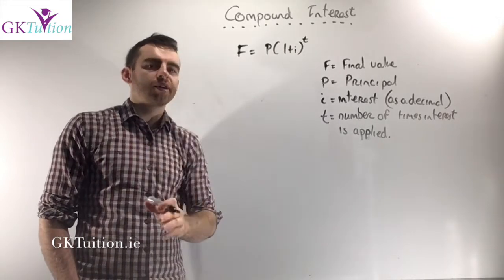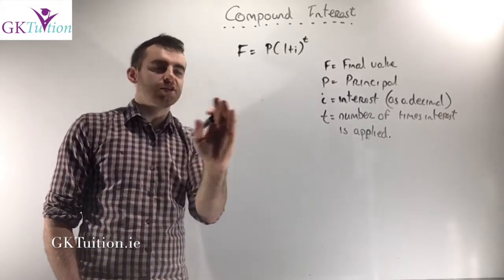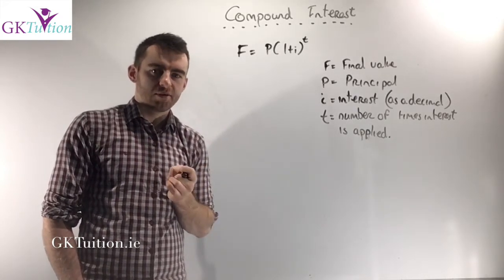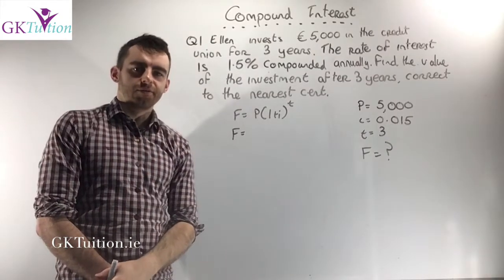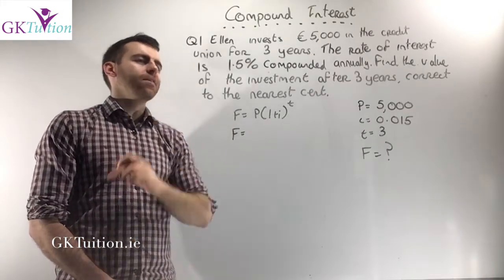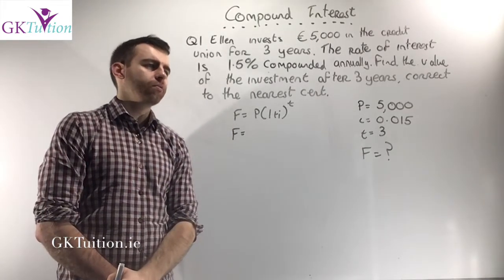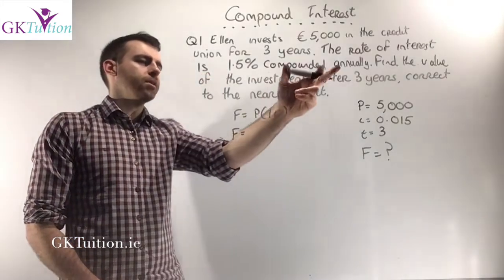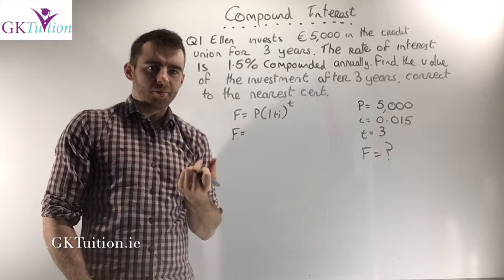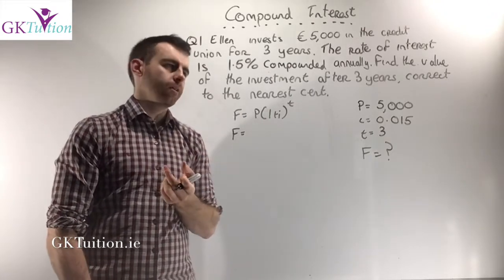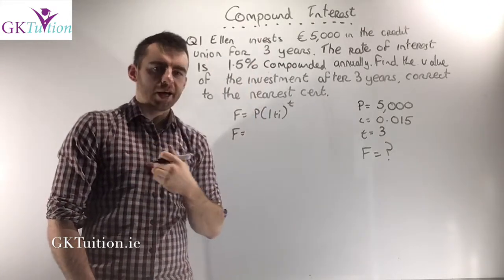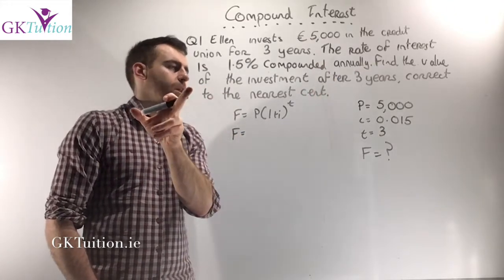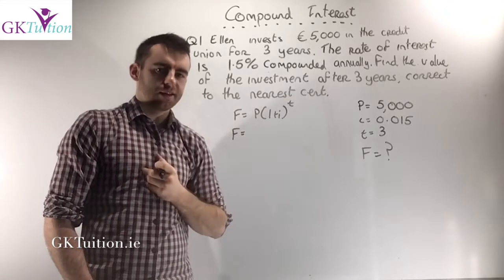So with that in mind, I think it's worth your while to try the questions in the notes first and then watch my solutions and see if you can figure them out. Okay, so let's have a look at the first question here. We're told that Ellen invests €5,000 in the credit union for 3 years. The rate of interest is 1.5% compounded annually. That means that compound interest is applied once every year. It means you can use your compound interest formula and interest comes once a year. Find the value of the investment after 3 years correct to the nearest cent.